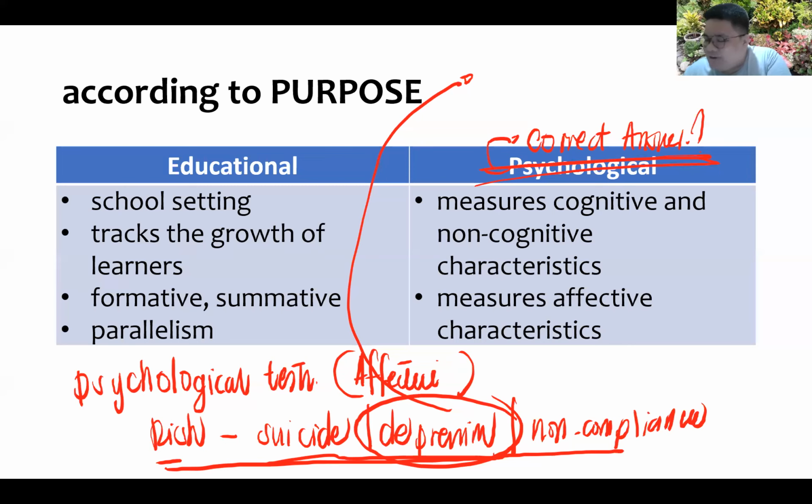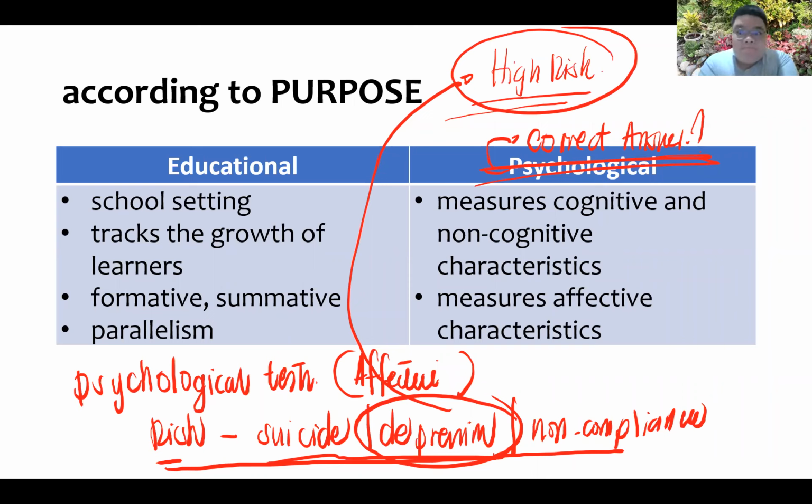Halimbawa, lumabas sa test, high risk. Question, as an educator, can I conclude that this student is depressed? Can I conclude based on the result, sabi ng result, nakita mo sa paper, na-analyze ni guidance counselor. The guidance counselor checked already. Tapos lumabas, high risk for depression. Question, as an educator, is it fair to conclude that the child is already depressed?